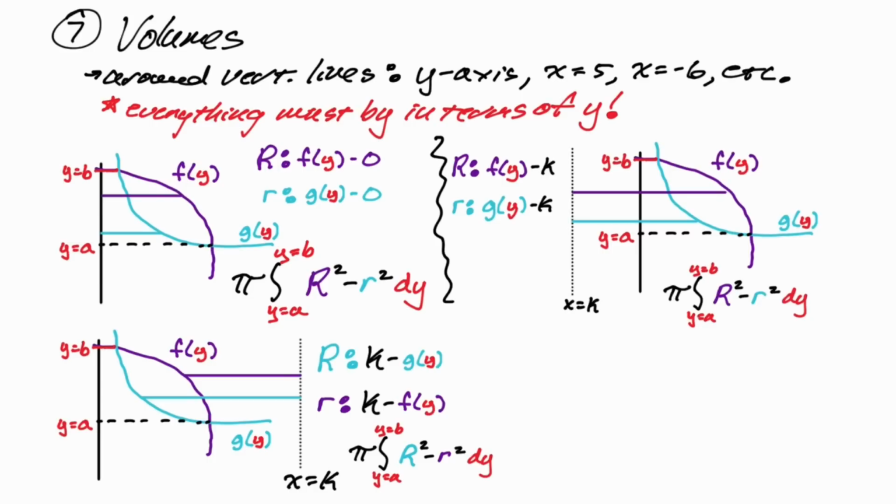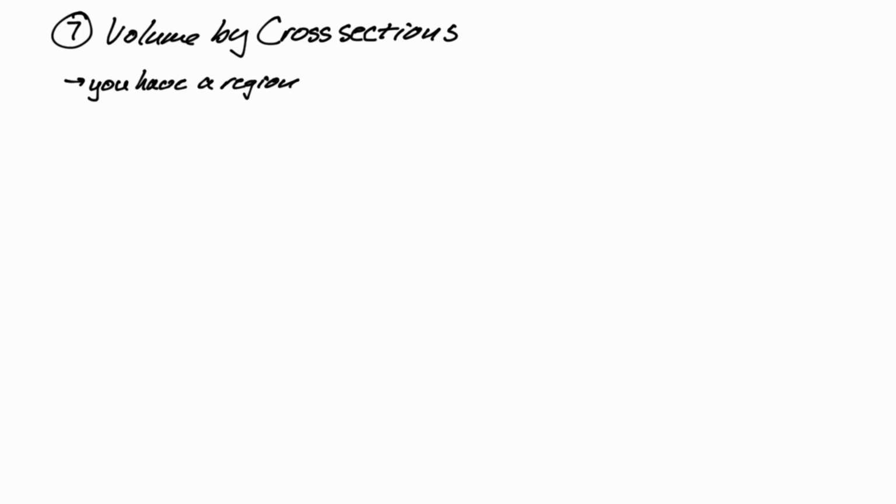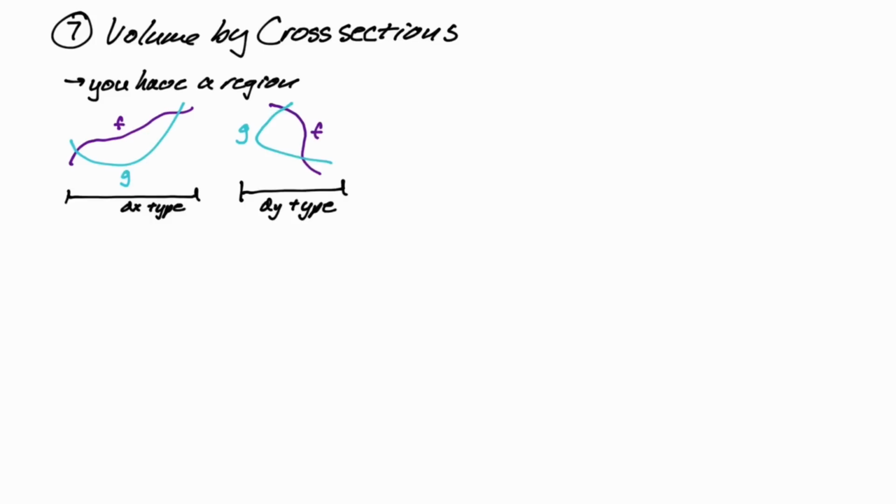And then for volume, we have yet another option. And that could be volumes by cross sections, right? So for volume by cross sections, I didn't label this number 1. It's weird because I label everything else. But you have a region. The weird thing about volume by cross sections is that the region itself kind of doesn't matter. You need where the region starts and where the region stops. So you could have a top take away bottom type situation. That's going to be dx. You could have a right take away left type of situation. That's going to be dy. Remember, dx, everything is x values. dy, everything is y values. The dx type always feels a little more normal.